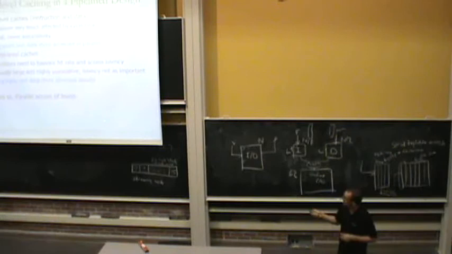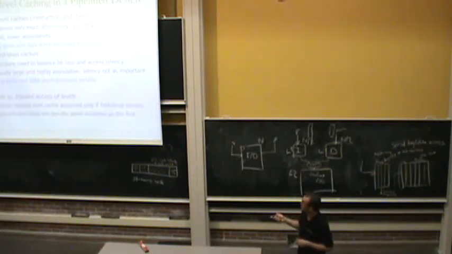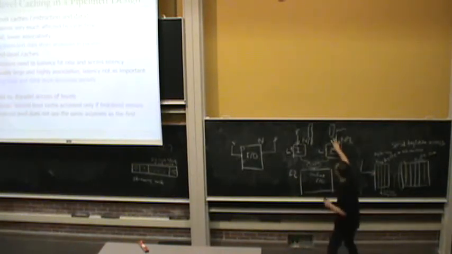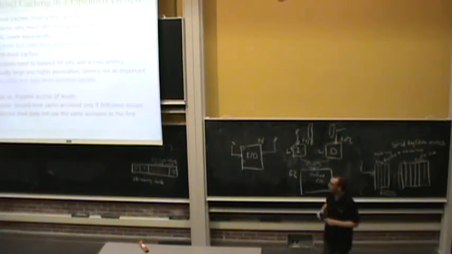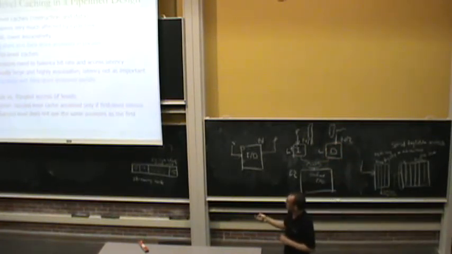That's the other reason. There's also another thing that I want to discuss, which is the serial versus parallel access of the levels. If latency is actually very important to you, you may want to access multiple levels in parallel, or you may want to start accessing the second level before you know the result of the first level. That's called parallel access. Most processors use serial access. Second level cache is accessed only if first level misses, and third level cache is accessed only if second level misses.